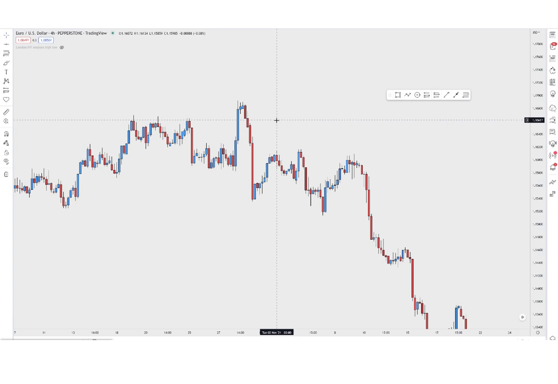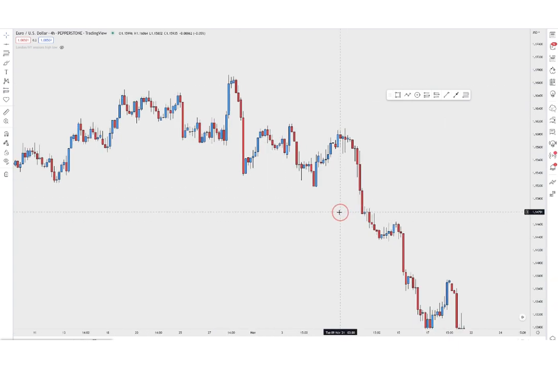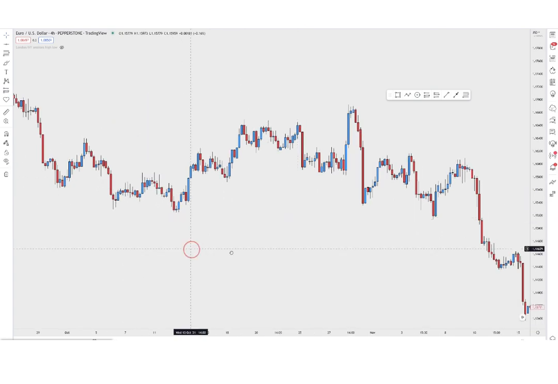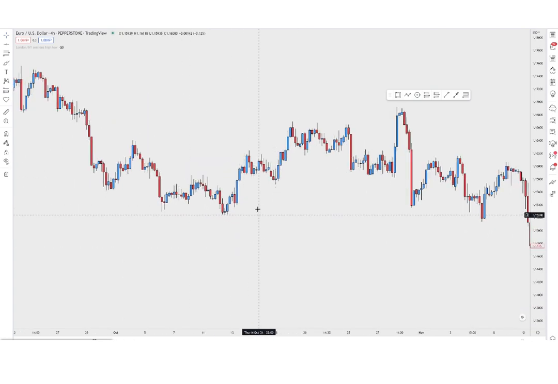If not, I just find personally the chart gets too messy. Again, that's really personal preference, so you can do that however you want. These are all just my methods, what I find works for me.